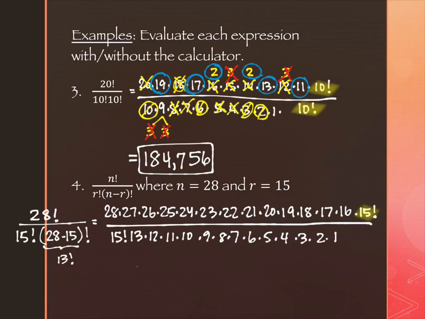Okay, 15 factorials go away. Now we're going to look at either pairing things up or dividing them out individually. Again, I usually look for pairs first. So do you see any pairs of things in the denominator that will completely cancel with something in the numerator?